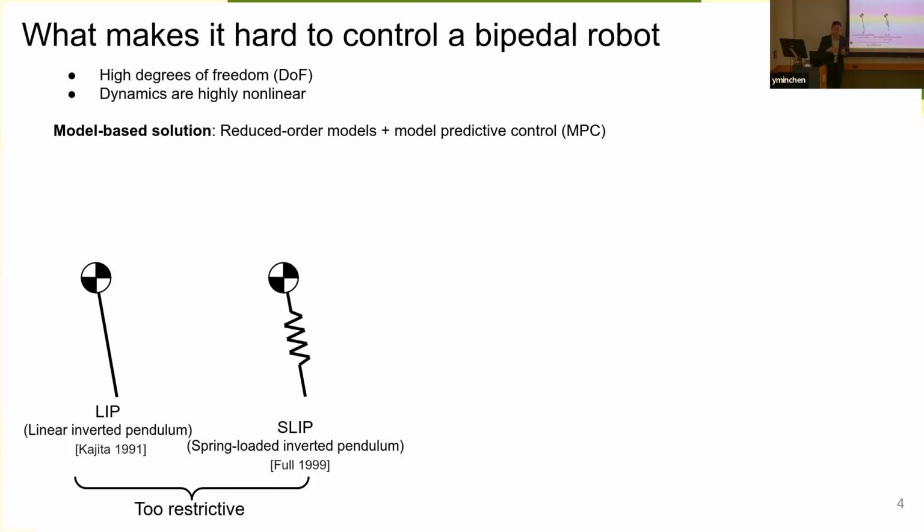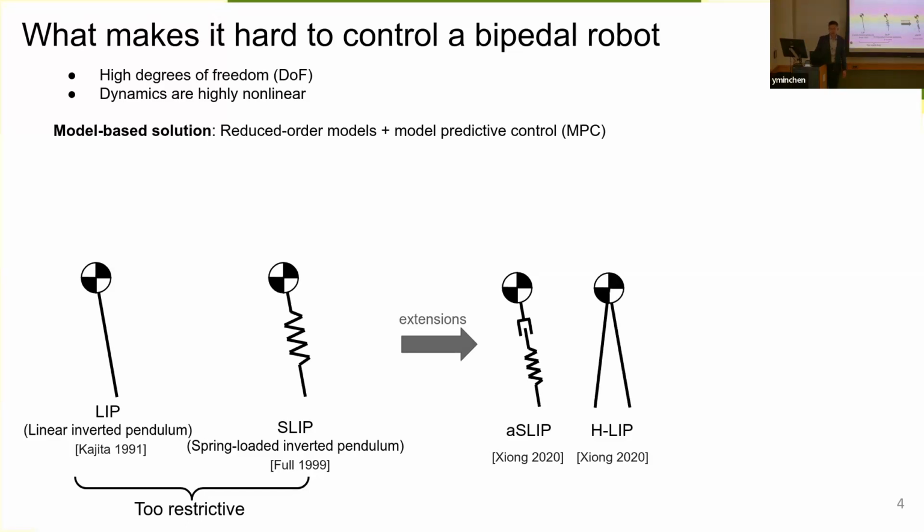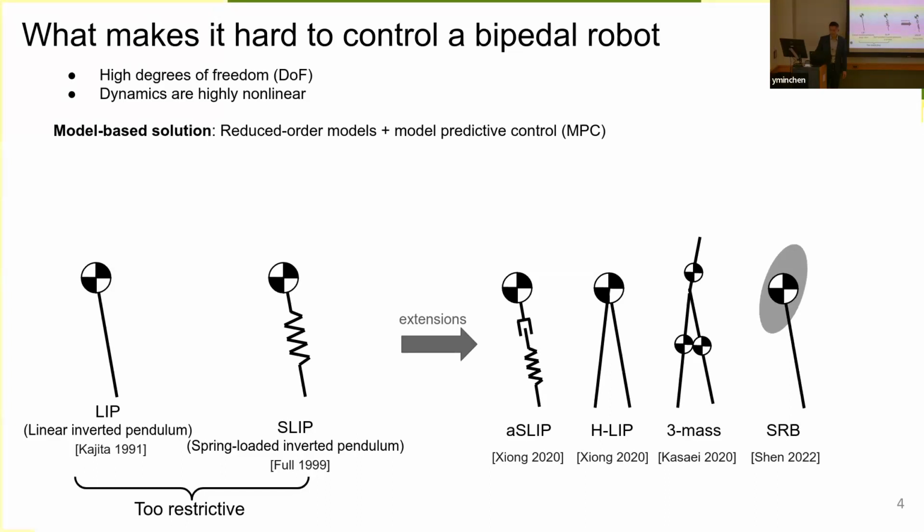Because of their simplicity, we are able to achieve kilohertz planning speed. But the downside is sometimes it's too restrictive for a certain set of tasks. That's why many people in the literature try to extend from these simple models by adding an actuator or a second leg, or using multi-linkage, or besides considering the center of mass, we also look at the inertia about the center of mass.